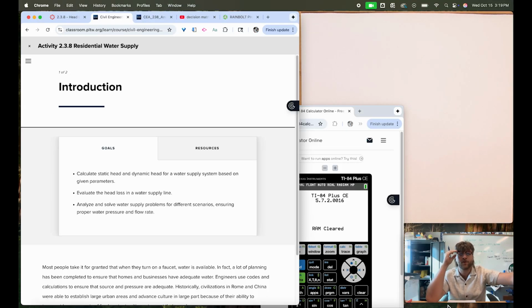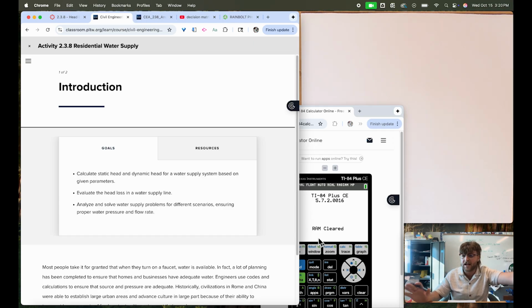Hello everybody, in this video we're going to be going through activity 238, which is residential water supply. This is going to be a real world application of what we've been talking about, things such as static head, static pressure, dynamic head, dynamic pressure, and the Hazen-Williams formula, using that to calculate the head loss due to friction. So let's go ahead and begin here.